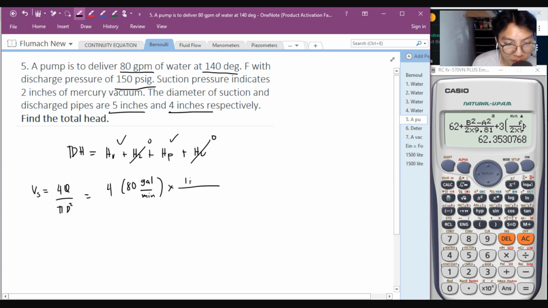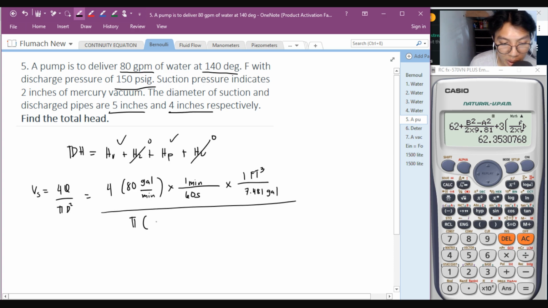So, 1 minute in every 60 seconds times 7 point, hindi, baliktad. 1 cubic foot in every 7.481 gallons. Divide by 4Q, okay. Pi D. Ano hindi mo dyan? 5 inch. Dapat to naka-feet times 1 foot in every 12 inches squared. What will be the answer? Store natin tong value nito kay letter A ulit.